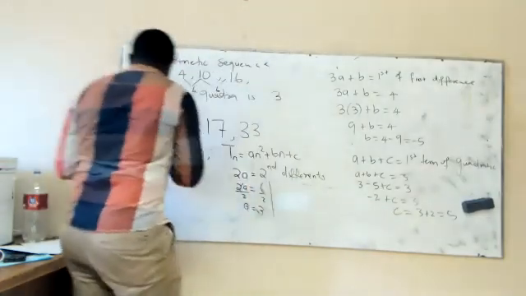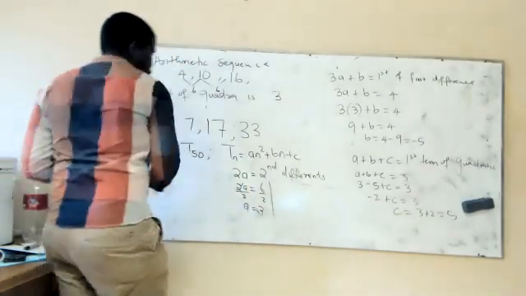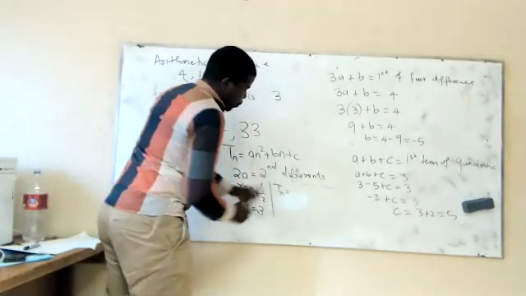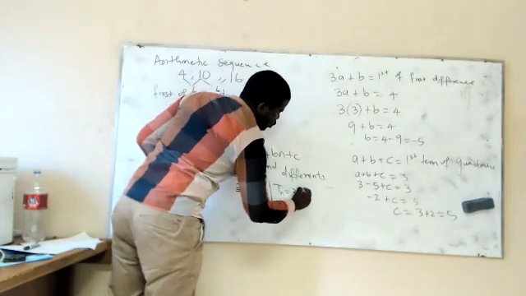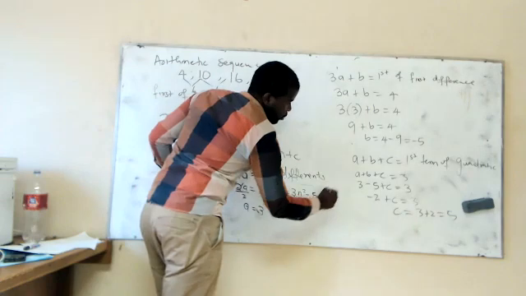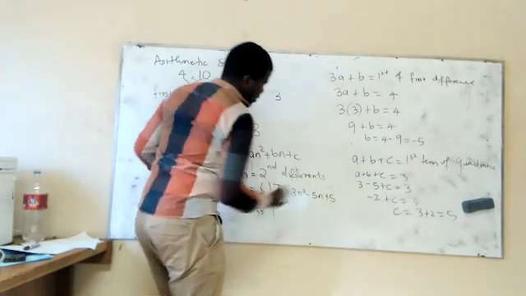By substituting into the formula, we get Tn equals: A we obtain to be 3, so it's going to be 3n squared. B we obtain to be -5, so it's going to be -5n. C we obtain to be 5. So this is the information we have.